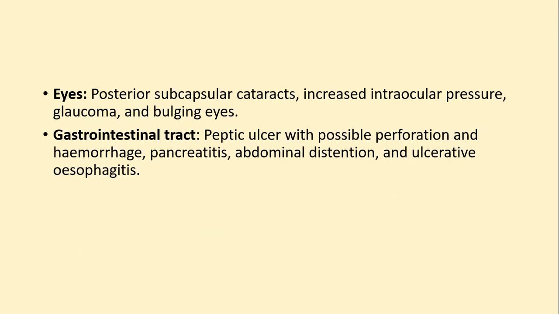Eyes. There is posterior subcapsular cataract, increased intraocular pressure, glaucoma, and bulging eyes, exophthalmos. The GI effects include peptic ulcer with possible perforation. So always give a proton pump inhibitor or some antacid whenever you are giving oral or intravenous steroids. There are also chances of hemorrhage, pancreatitis, abdominal distension, and ulcerative esophagitis.